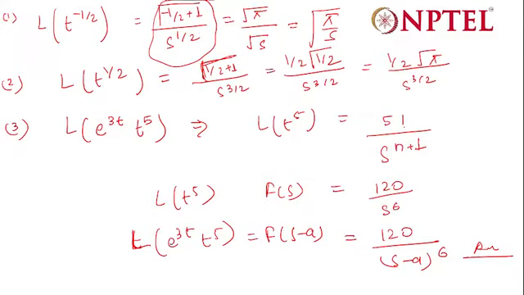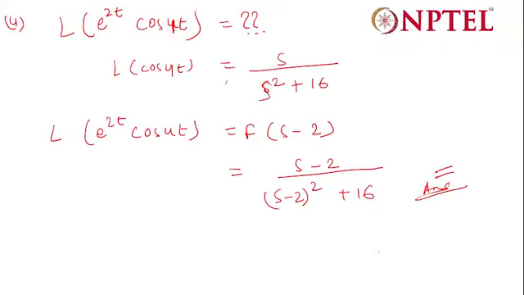What property have I used here? Gamma of n plus 1 will be n gamma n. Okay? Understood? Yes, ma'am. So, any doubts till now?